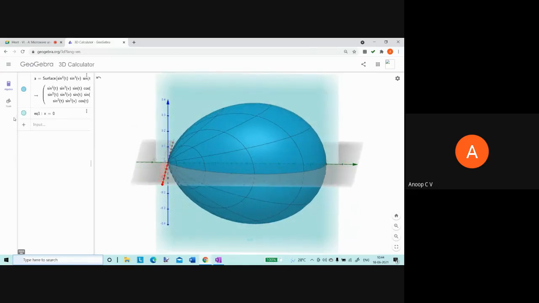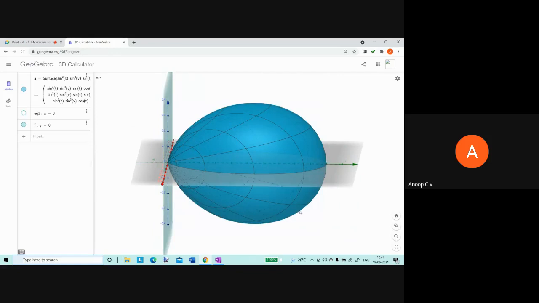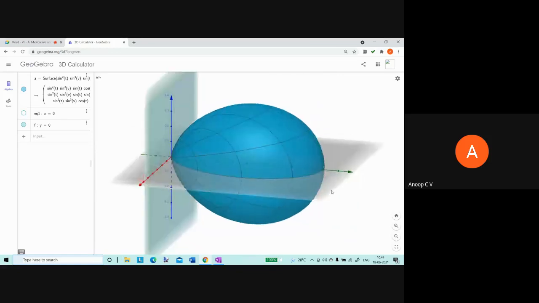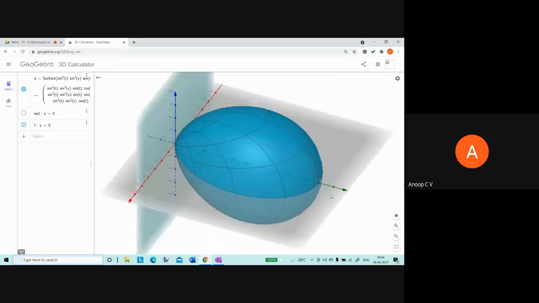That is one principal plane pattern. And similarly, if I cut it along y equal to 0, this one I'm hiding, if I cut it along the xy plane, I will get the other principal plane pattern.